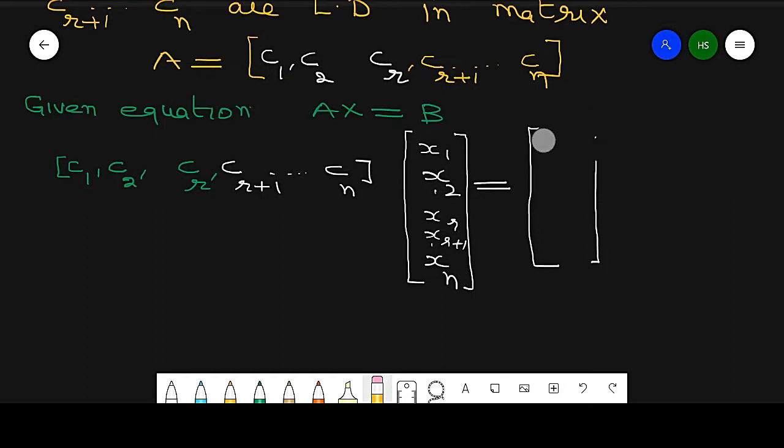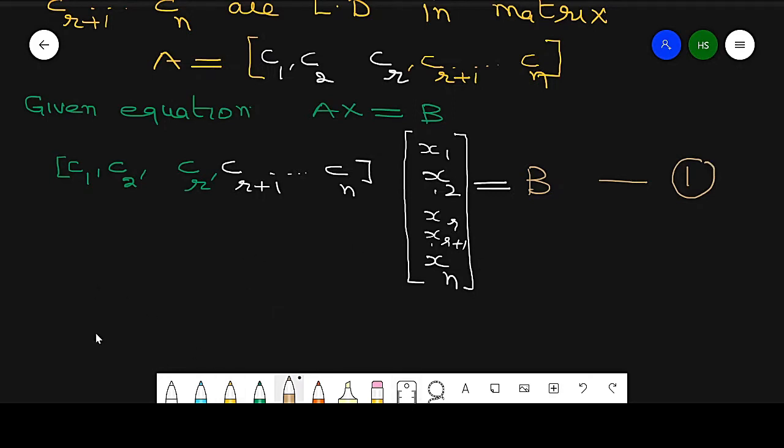So there is no need to write it in this way. Here just write it as the B matrix, which is equation number 1. So remember, this is my first step.